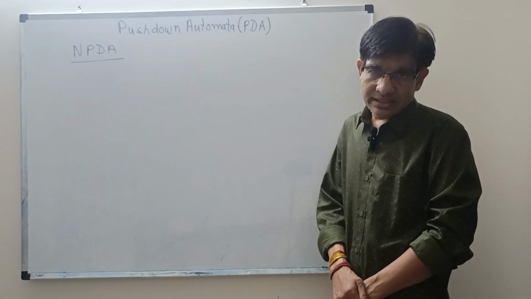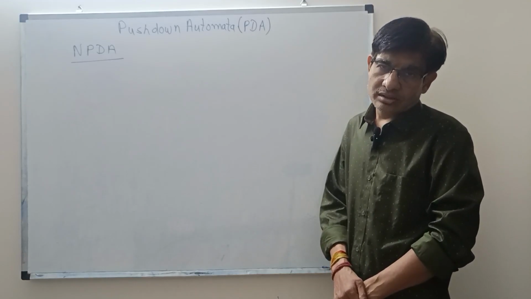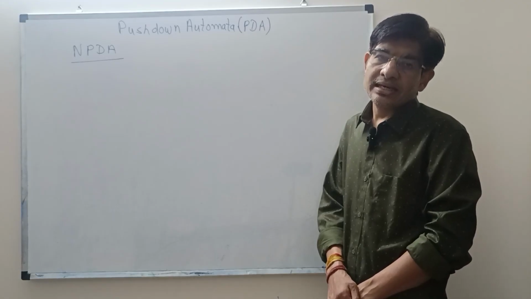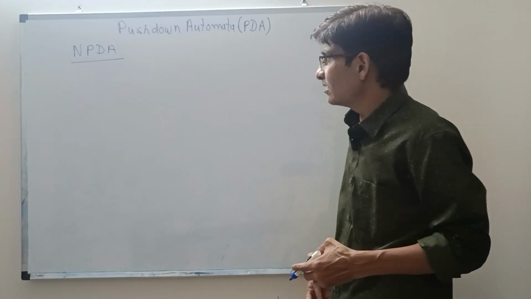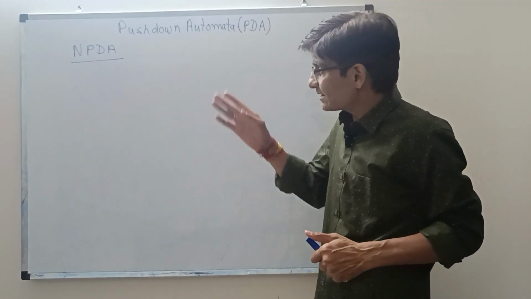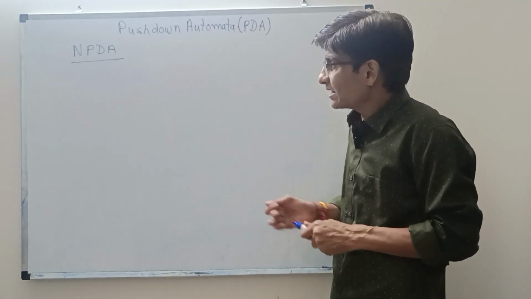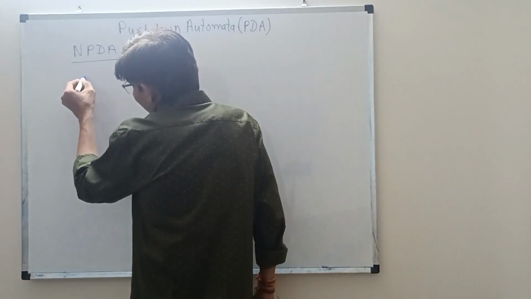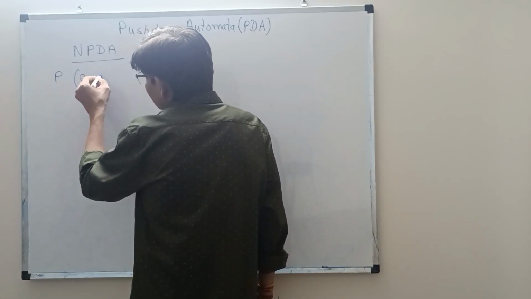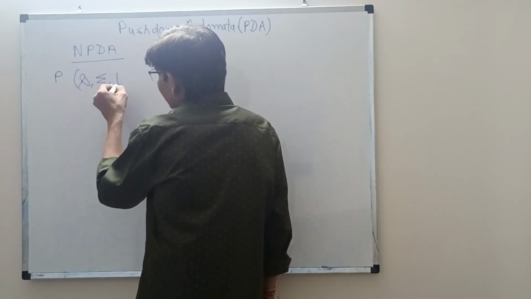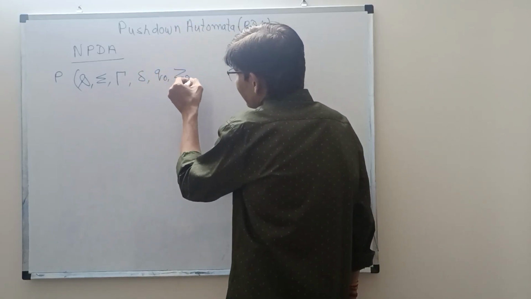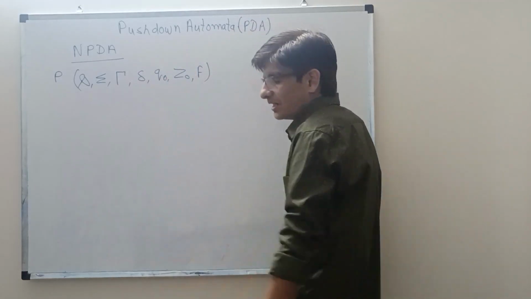Now I will tell you first what is NPDA, and then I will discuss its transition function, and I will take one example language that you can accept with NPDA. So we will start with the definition of NPDA. Again, as it is a PDA, it is also a 7-tuple machine, and the tuples are exactly the same as pushdown automata. So these are Q, sigma, gamma, delta, Q0, Z0, and F. All these tuples are there in NPDA also.